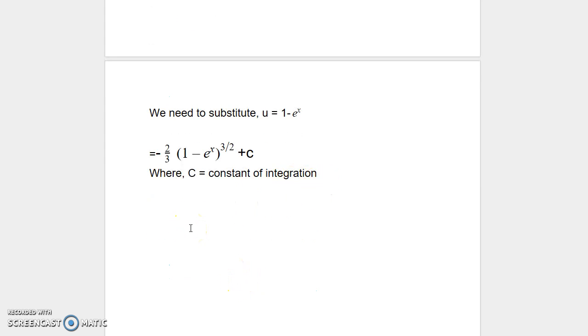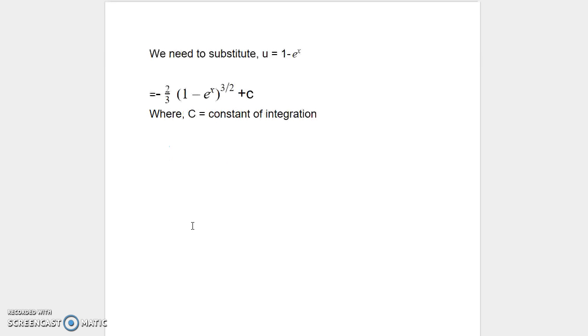This is the way we're going to solve example problems which involve integrals of exponential functions. In my next video presentation, we will be solving more examples related to integrals of exponential functions.